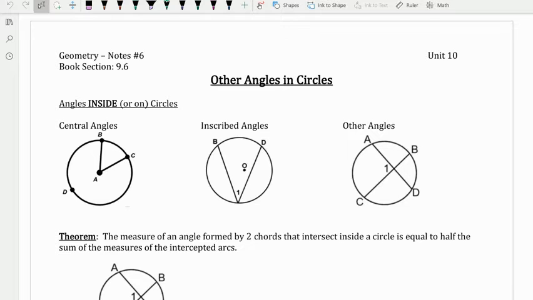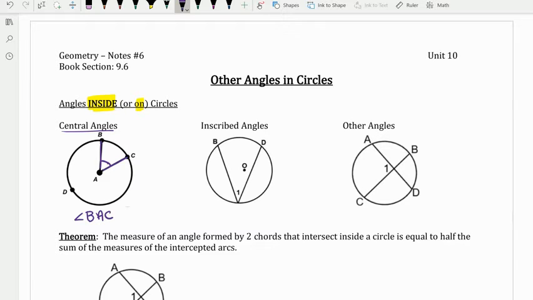Okay, so last week we started learning about inscribed angles, and now we're going to talk about some other types of angles in circles. The first types of angles that we've learned about have been angles inside or on circles. So we talked about central angles, right? For central angles, the vertex is at the center of the circle, and the sides are two radii of the circle, and that makes a central angle. We had angle BAC as a central angle.